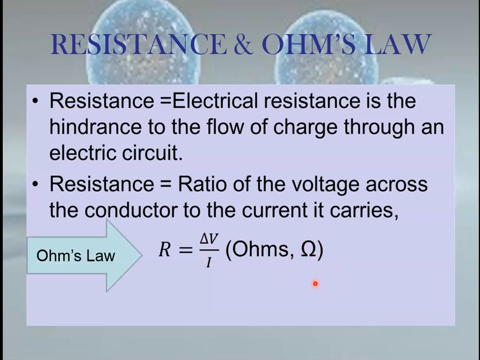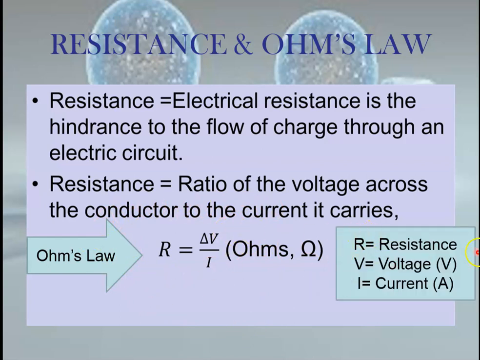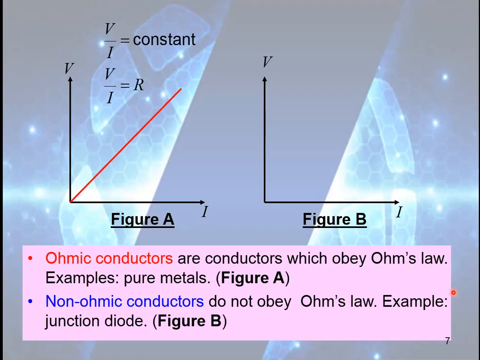Now, what is the relation of resistance and Ohm's law? It is stated by Ohm's law itself. R is for the resistance, V is for the voltage, whose SI unit is the volt, and I is the current, whose SI unit is the ampere. There are two types of conductor that you need to know. First, the ohmic conductor, which is a conductor that obeys Ohm's law. An example of an ohmic conductor is pure metals.